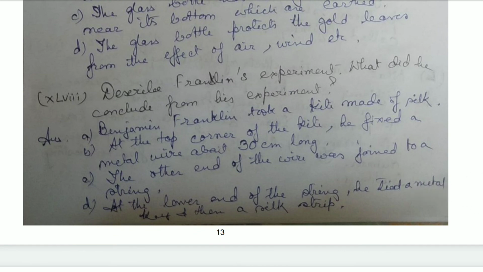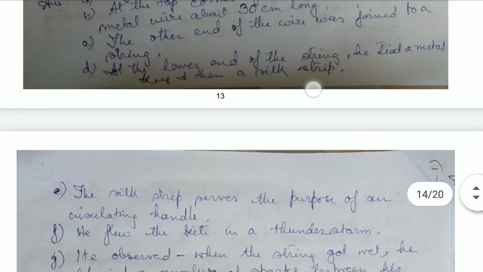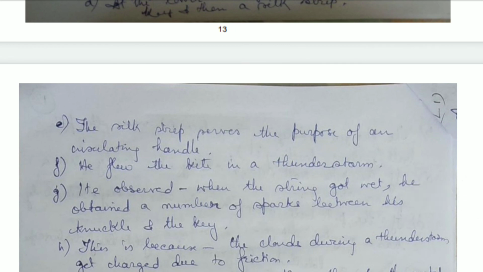Now describe Franklin's experiment. What did he conclude from the experiment? Benjamin Franklin took a kite made up of silk. At the top corner of the kite, he fixed a metal wire about 30 centimeters long. The other end of the wire was joined to a string. At the lower end of the string, he tied a metal key and then a silk strip. The silk strip serves the purpose of an insulating handle.